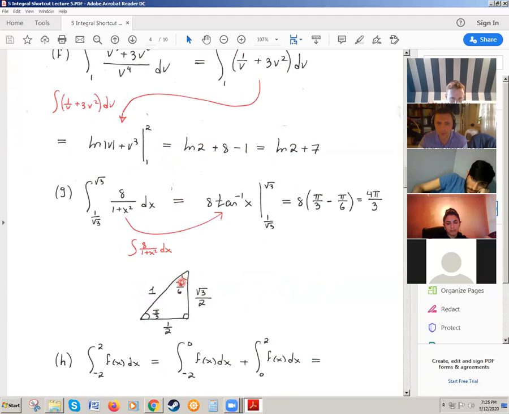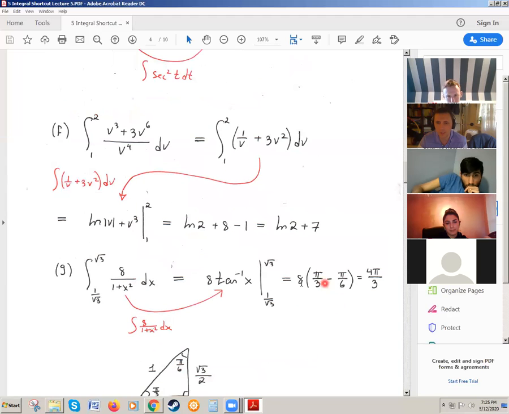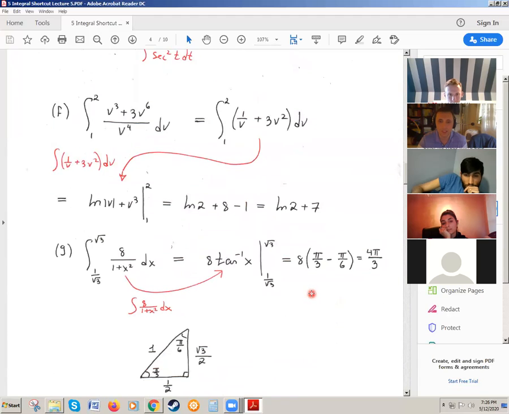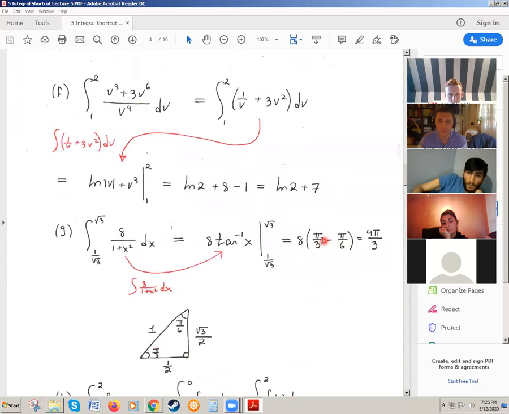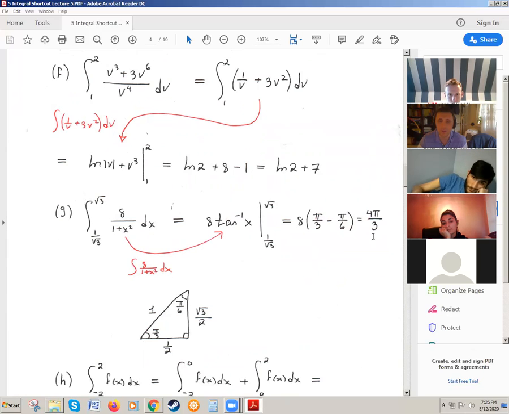And if you look at pi over 6, tangent inverse of 1 over root 3, this over that, 1 over root 3 will be pi over 6. So it's 8 times pi over 3 minus pi over 6. Yes, so 8 times pi over 3 minus pi over 6. And the answer then is simply, you can just simplify it, it's 4 pi over 3.